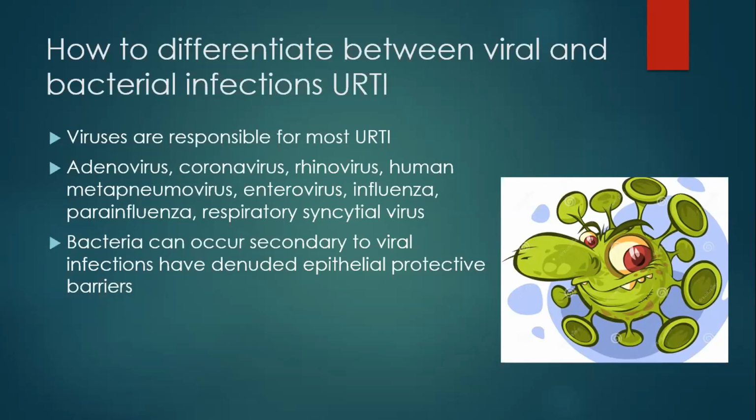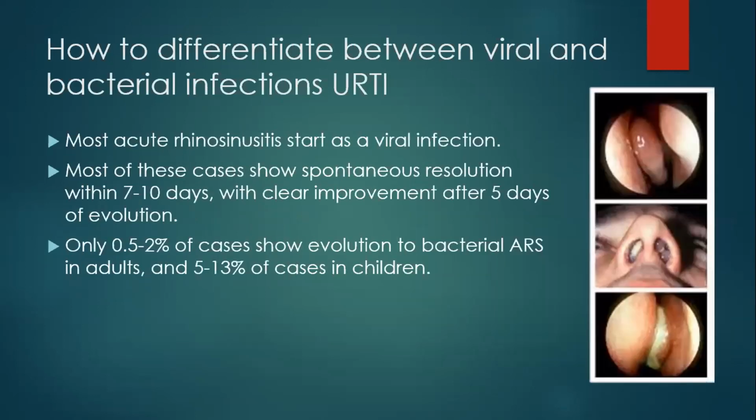What we must take into account is that bacteria can occur secondary to this viral infection. And this is usually because the first virus that has entered the respiratory tract has now denuded the epithelial protective barriers that prevent bacterial infection. So the bacteria is normally secondary to a viral infection in these patients. So most acute rhinosinusitis, which is what most people are suffering from at the moment, starts as a viral infection. And usually there is resolution within 7 to 10 days, with usual clear improvement after 5 days.